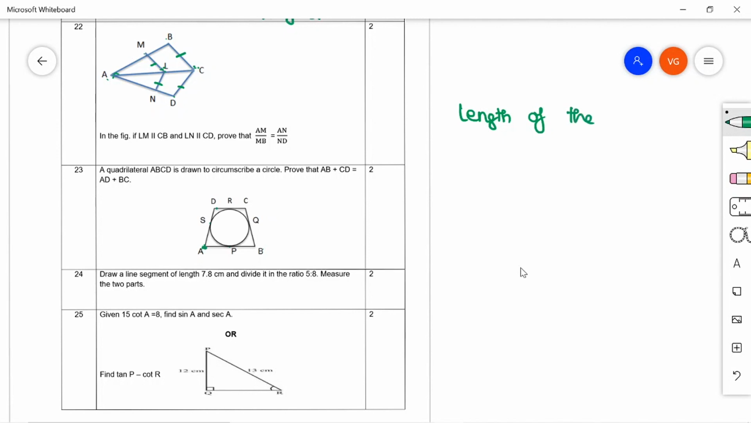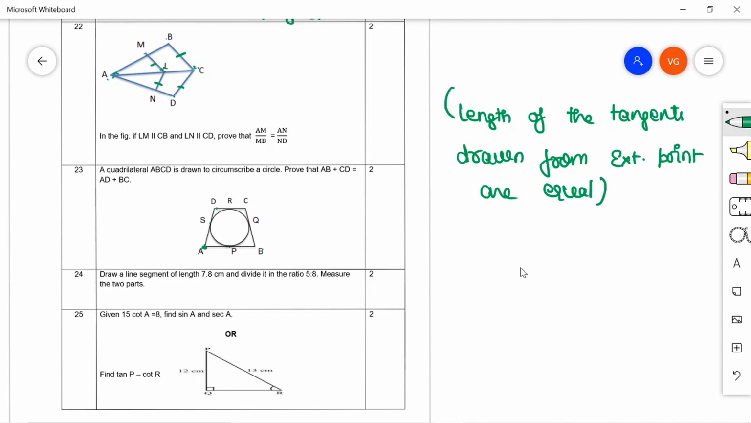drawn from an external point are equal. So based on this statement, I can write AS is equal to AP. Similarly, from point B, BP is equal to BQ. Also, from point C, CQ is equal to CR, and also DS is equal to DR.